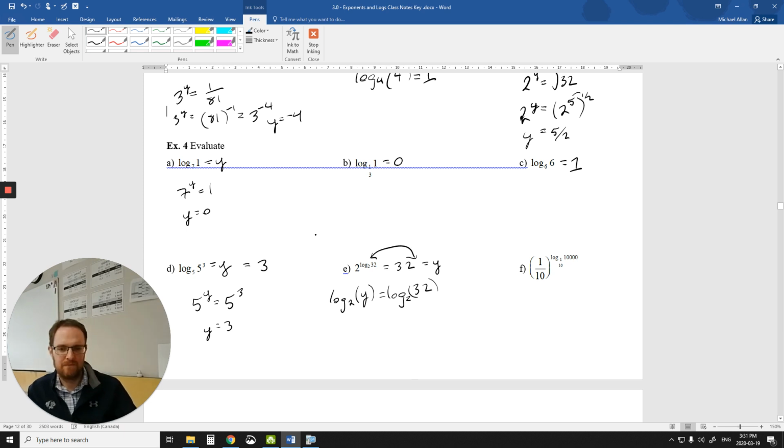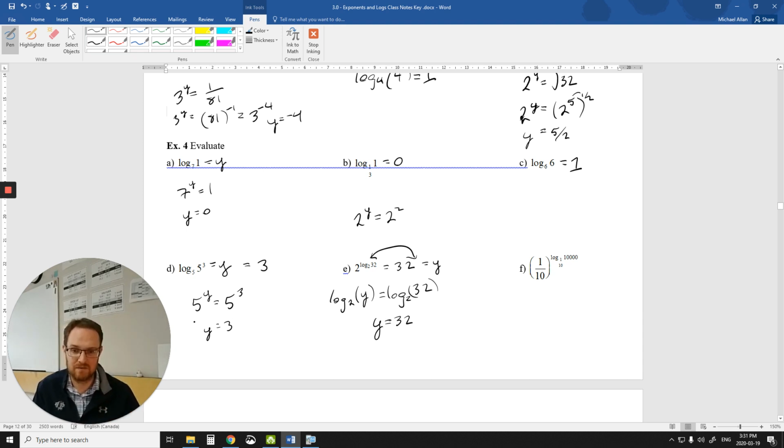Now, this has the same reasoning as before. Everything here is log base 2, so what's inside these two functions has to be the same to be equal to each other. So y is 32. That one's called dropping the log rather than dropping the base.